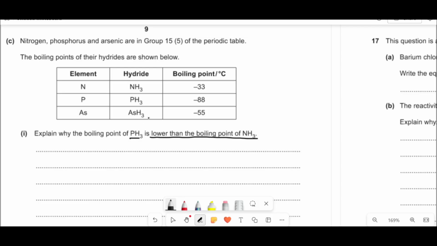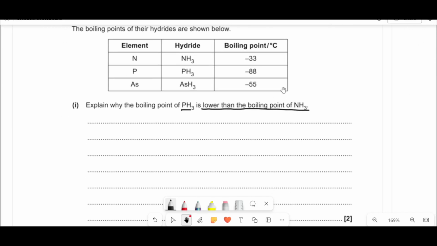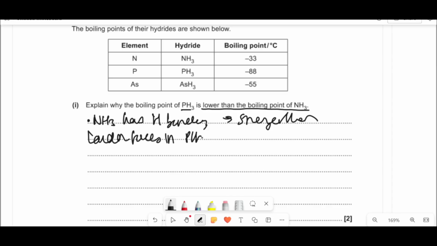So we're looking at PH3 versus NH3. The only difference between them is that NH3 has hydrogen bonding, because H bonded to N, O or F gives you that. So NH3 has hydrogen bonding, which is stronger than the London forces in PH3, therefore more energy is needed to overcome it.